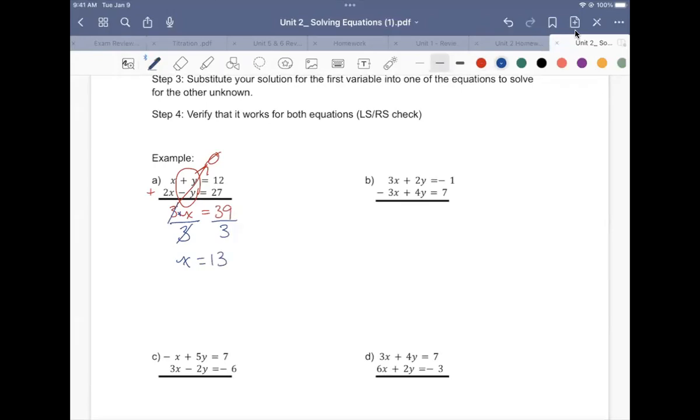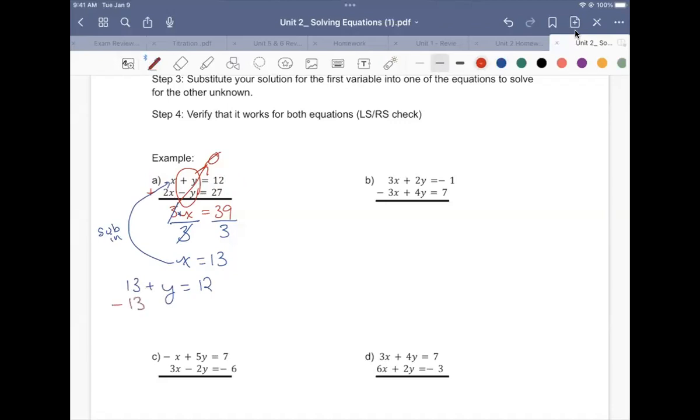Next step that I can do is then plug that back into one of the equations. I typically am a little lazy and will pick the smaller of the two equations, so it's less math work. Doesn't matter which one you pick though, either one will work. So when I'm looking at this, I'm going to pick equation 1, so I'm going to substitute 13 in for x, and I will get 13 plus y is equal to 12.